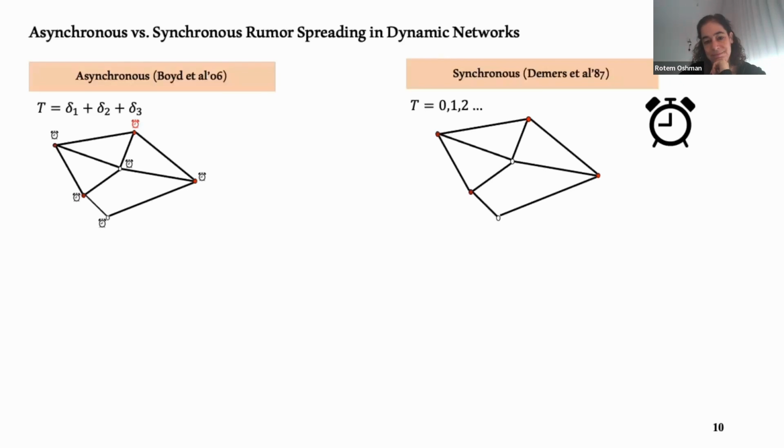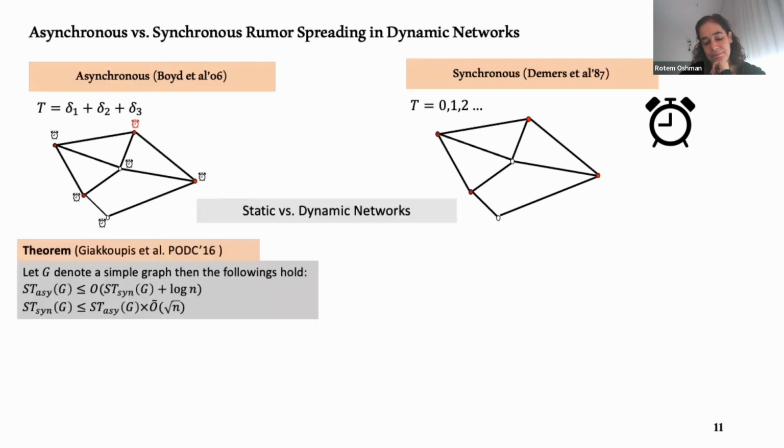Please note that in both models, the spread time of the algorithm on static graphs is very well studied. More importantly, Giakkoupis and his colleagues showed that there is a meaningful relationship between asynchronous and synchronous rumor spreading in static graphs. They proved that the spread time of the asynchronous rumor spreading is always bounded by the spread time of synchronous rumor spreading plus some additive logarithmic term.